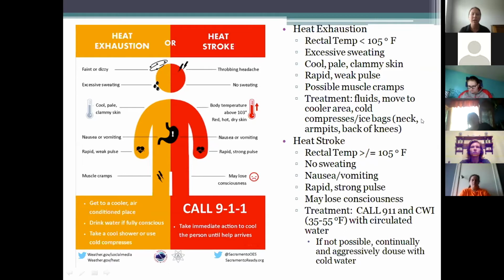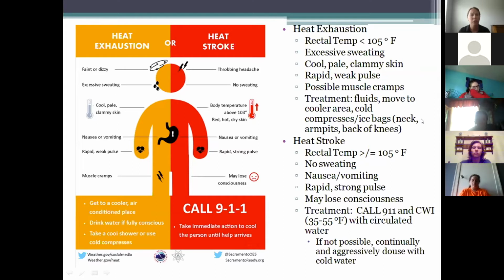As long as they're not deteriorating, they're not feeling worse, they're not becoming incoherent in any way, we can monitor them, remove them from activity, and as they get better, we may or may not be able to return them to activity that same day, but we're able to monitor them without really serious medical intervention.